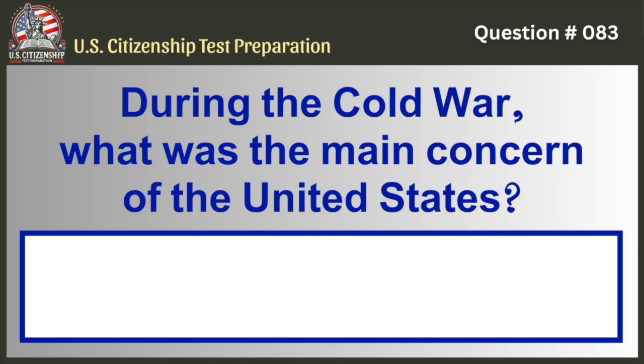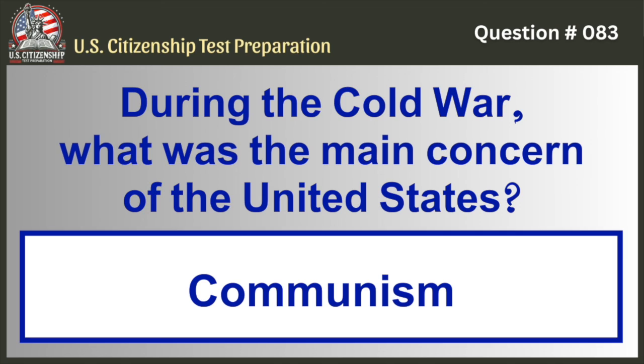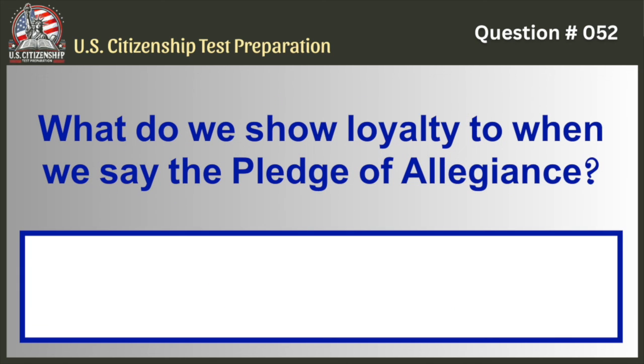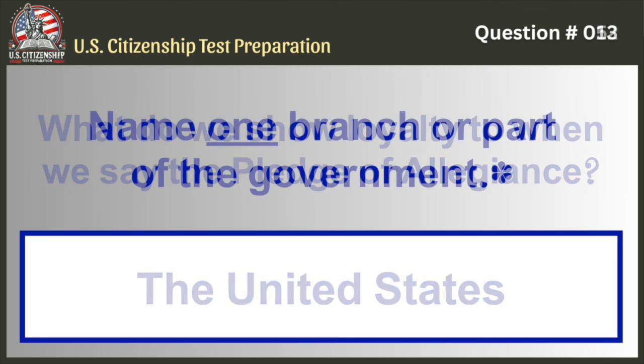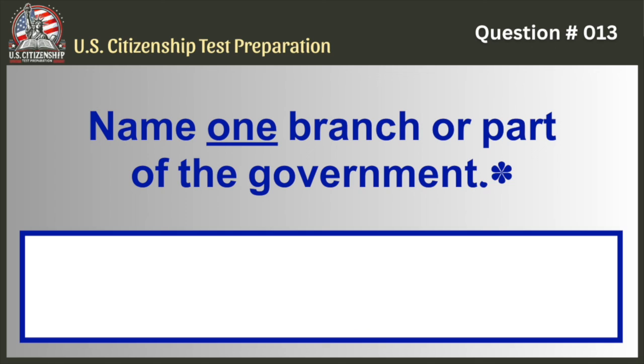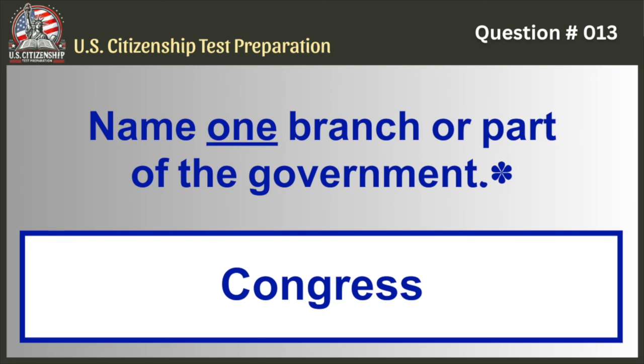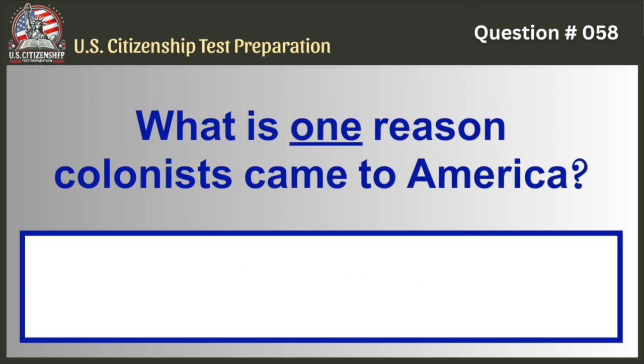During the Cold War, what was the main concern of the United States? Communism. What do we show loyalty to when we say the Pledge of Allegiance? The United States. Name one branch or part of the government. Congress. What is one reason colonists came to America? Freedom.